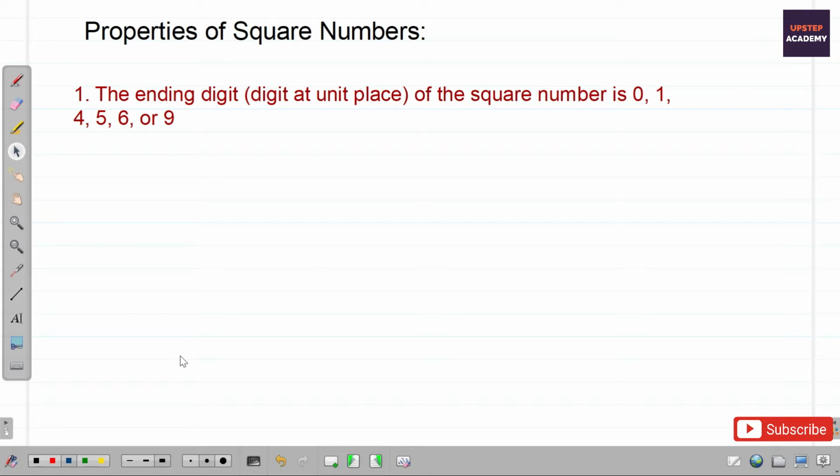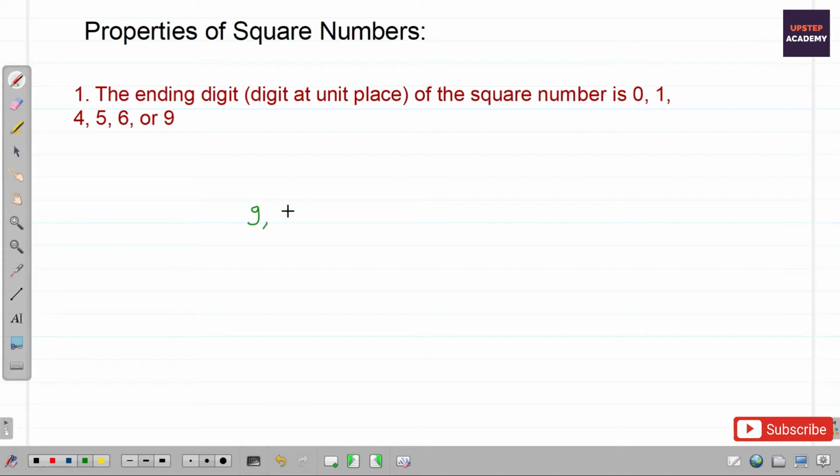First property of square number is the ending digit, that is nothing but the digit at units place of a square number is 0, 1, 4, 5, 6 or 9. That is, a number which is a perfect square will always end with 0, 1, 4, 5, 6 or 9. For an example, let's take a few perfect square numbers.